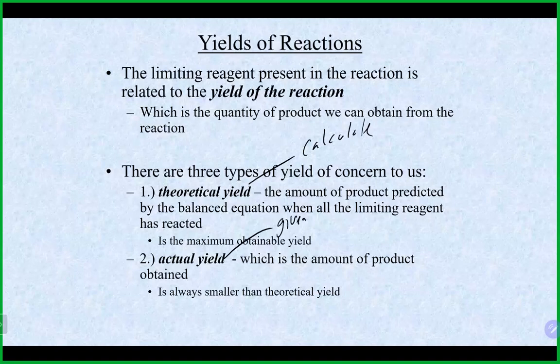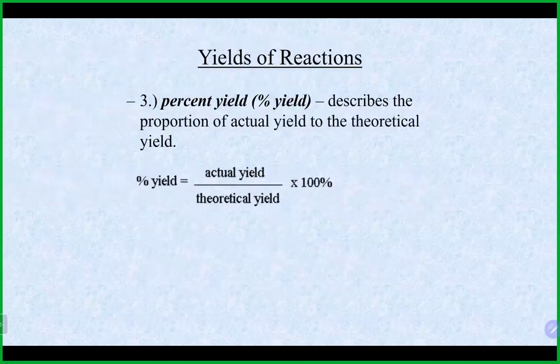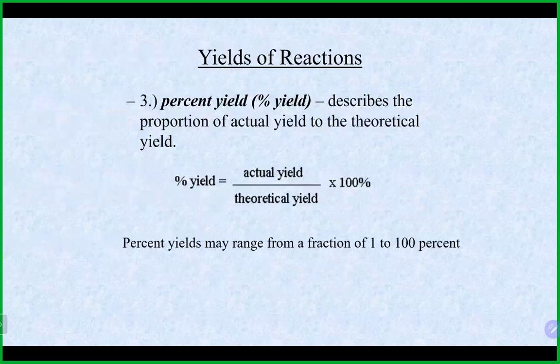By the way, a yield is always a product, right? So if you yield something, that's the right-hand side of the arrow. It has to be a product. Putting both of those together gives us the important yield, which is the percent yield. You take the actual divided by the theoretical times 100.